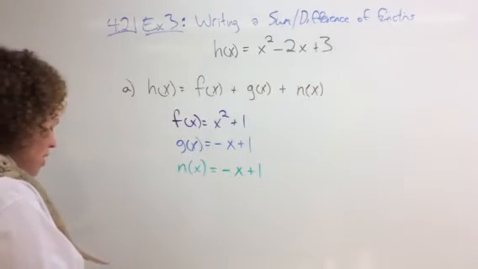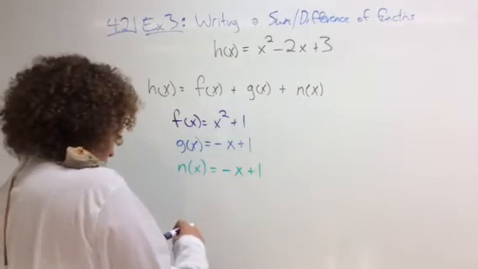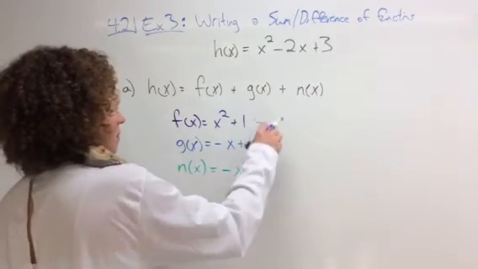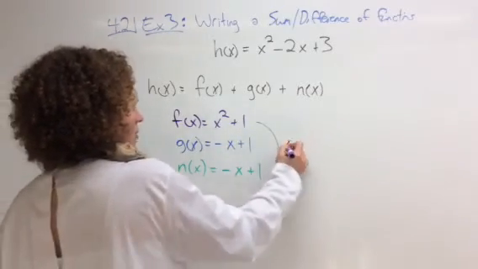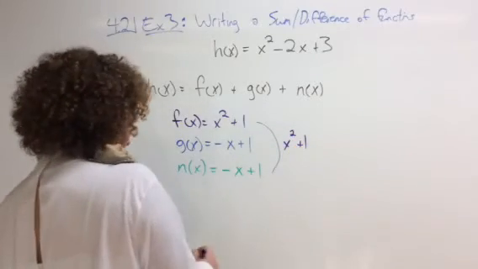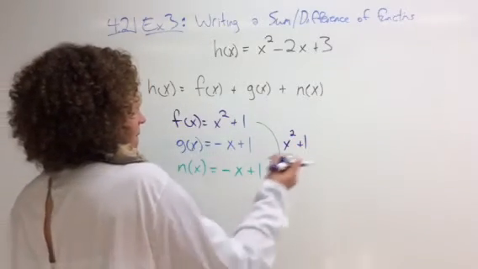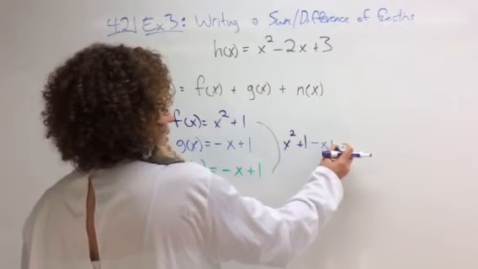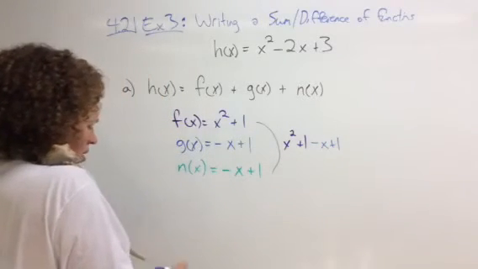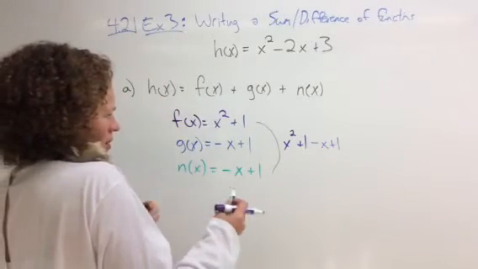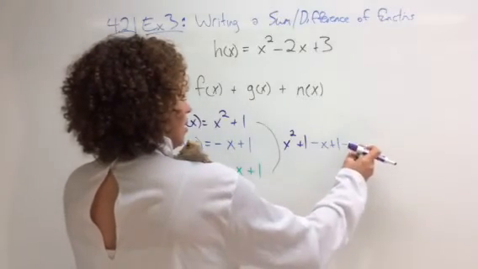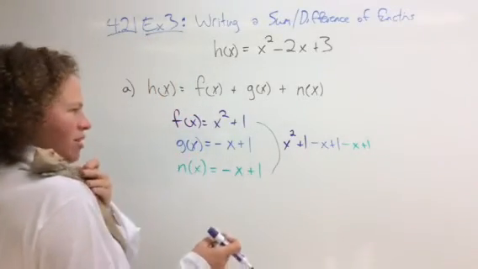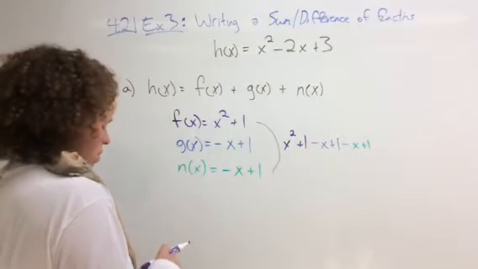Then, if I were to take all of these and combine them, I would have x squared plus 1 plus negative x plus 1, which I can just write straight up like that, and another negative x plus 1. Doesn't matter if they're the same, that's fine.